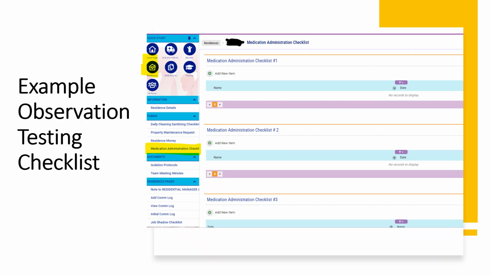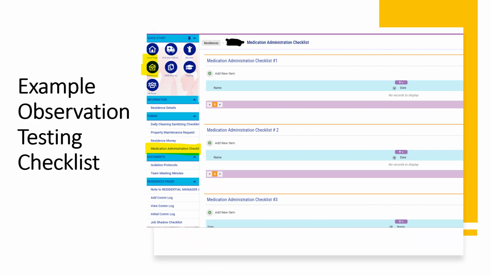Here is an example of how to find the observation testing checklist on ShareVision. New staff must get into this form through their ShareVision login. Note it is under Residents, and on the left-hand side you will see Medication Administration Checklist. This form will need to be completed 3 times.